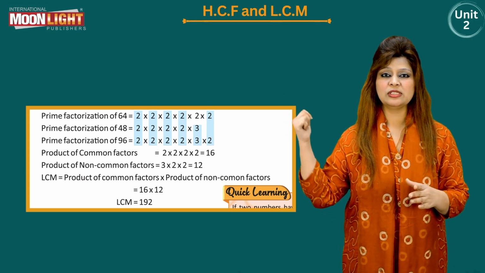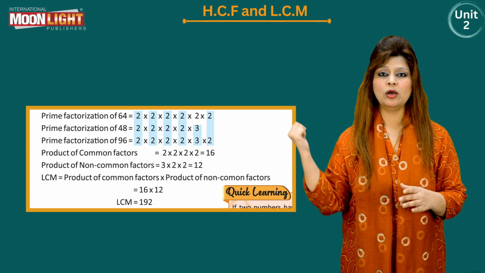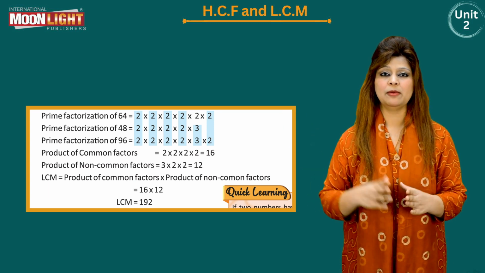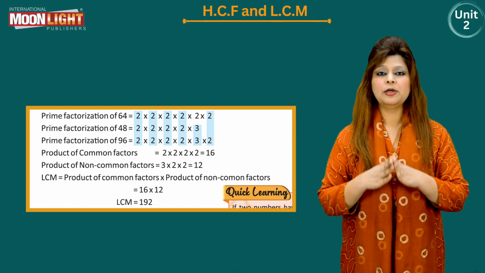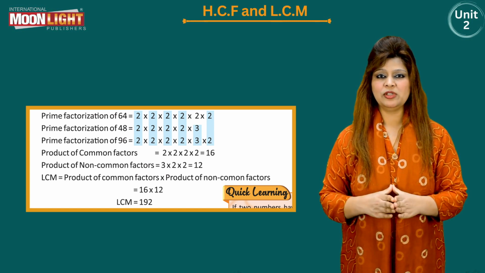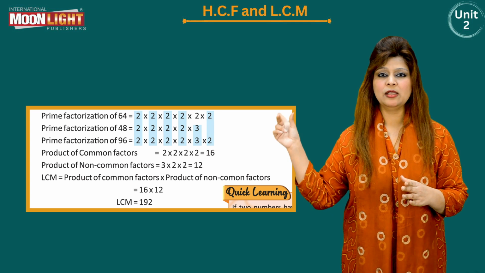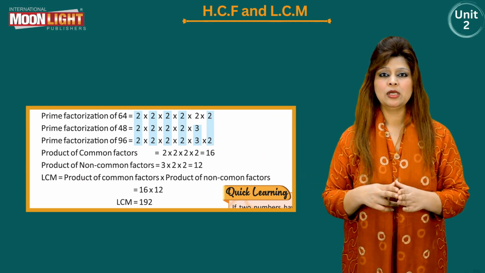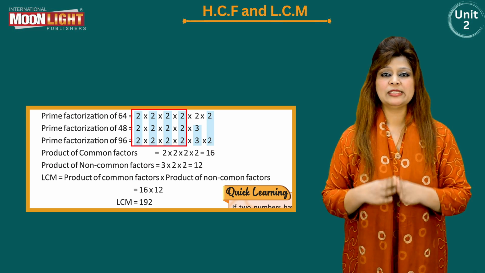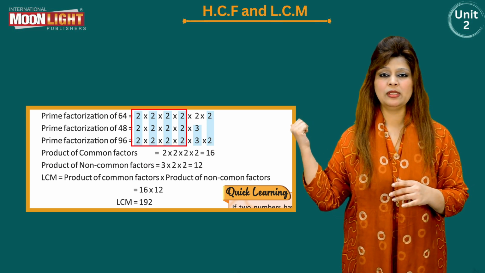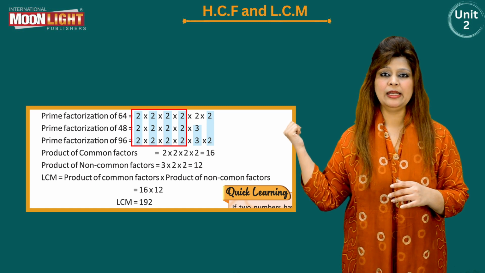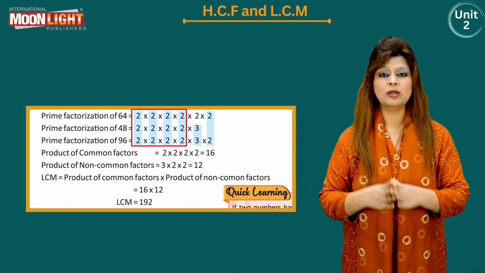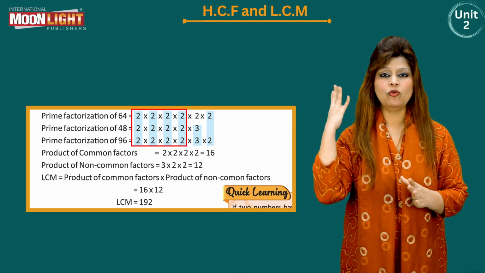Now check it out. This number 2 is common in all of these 3 numbers. Number 2 is common in all of these 3 numbers. Again, number 2 is common in all of these 3 numbers. So totally you can see that the number 2 is common here again and again. So 2 is common. How many times common? 4 times common.